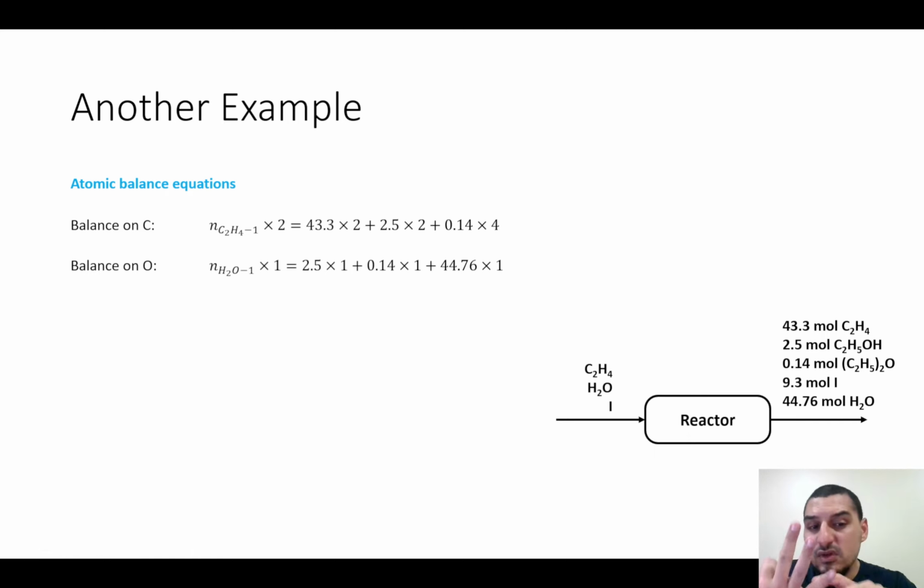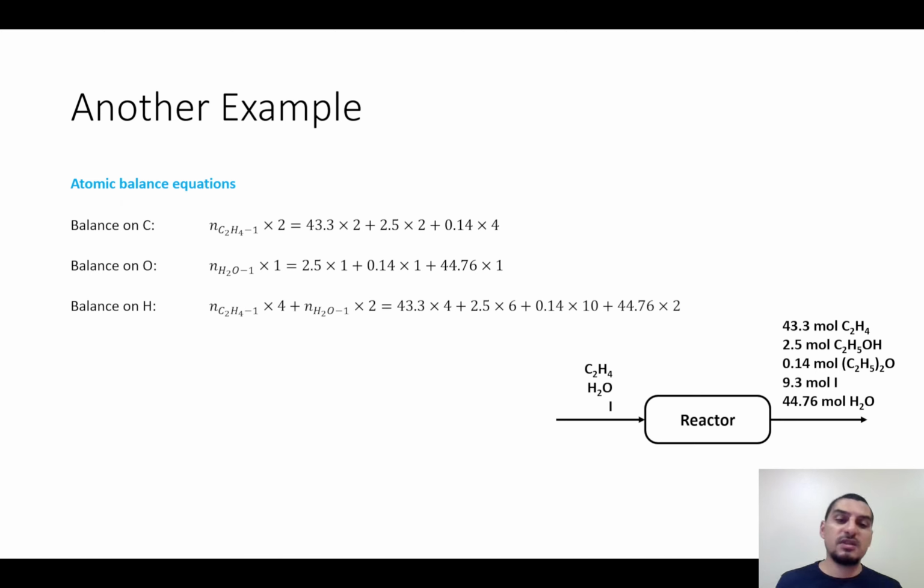So I used 3 equations only: the inerts, water, and the ethylene, and I calculated everything. There is nothing missing. I have no unknown variables that I will use the last equation to calculate. So if I write the last balance equation, which is the balance on hydrogen, it's going to be 4 times the ethylene in the feed plus 2 times the water in the feed, which I already calculated from the first 2 equations, equals 4 times 43.3 plus 6 times 2.5 plus 10 times 0.14 plus 2 times 44.76. And if you substitute, you'll find that the left-hand side equals the right-hand side, so it's not adding any new information. Okay, so this equation is not adding anything to me.